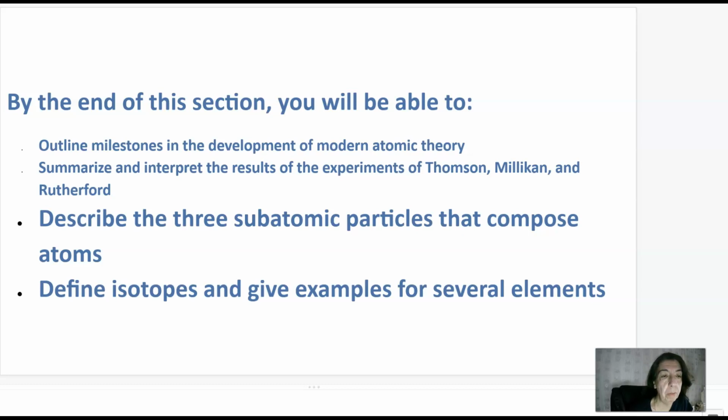In this section, I'll leave you to read the outline of the milestones in the development of modern atomic theory and summarize the results of some experiments that led to these theories. And then we will discuss how these theories help describe the three subatomic particles that compose atoms and define isotopes and give an example for several elements.